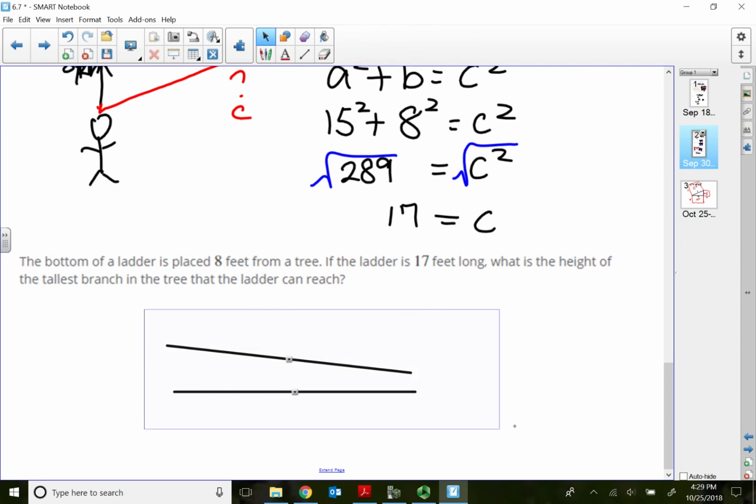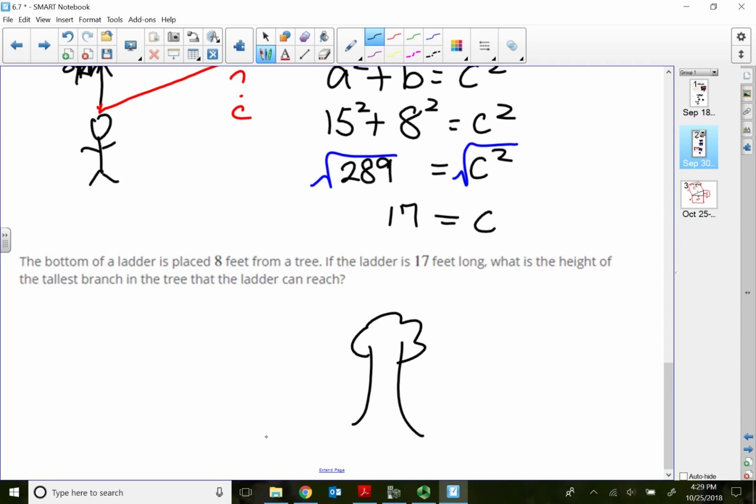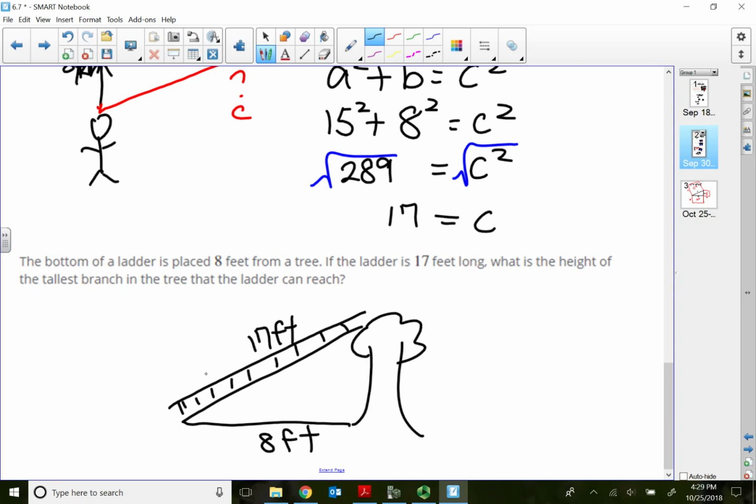All right, so I think what the problem is saying is, let's say here is a tree. 8 feet away I have a ladder, so my ladder is actually leaning this way. If the ladder itself is 17 feet long, I should draw it leaning towards the tree. The bottom of the foot right here is 8 feet away from the bottom of the tree.